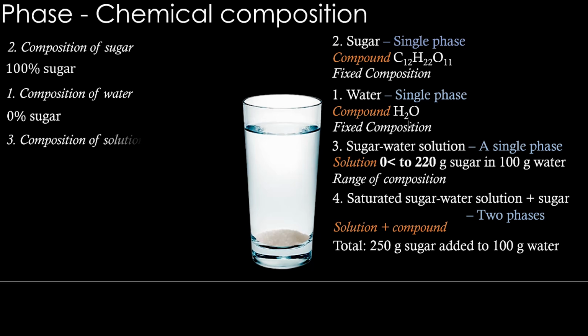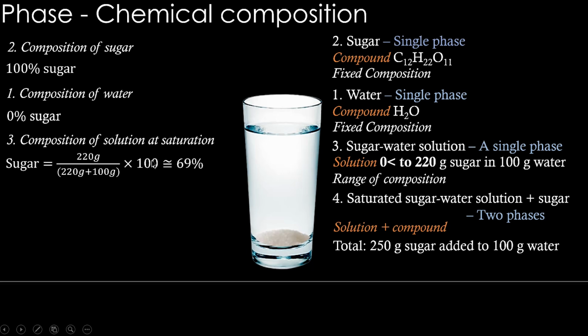Okay, composition of solution at saturation. What is that? When it is saturated, we know 220 grams is the maximum sugar that it can hold. So 220 gram is the numerator value. The total is 220 plus 100 gram of water. 220 gram is sugar, 100 gram is water. So the answer is 69% sugar. That is the sugar content. And of course, here we are not counting the number of atoms. We are taking the grams here. So obviously this unit will be different, not atomic percent. This will be mass percent. As I said, we will see about the composition unit separately.